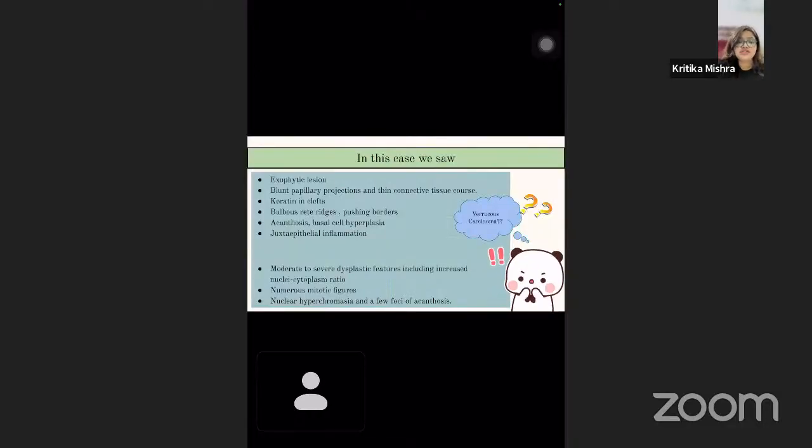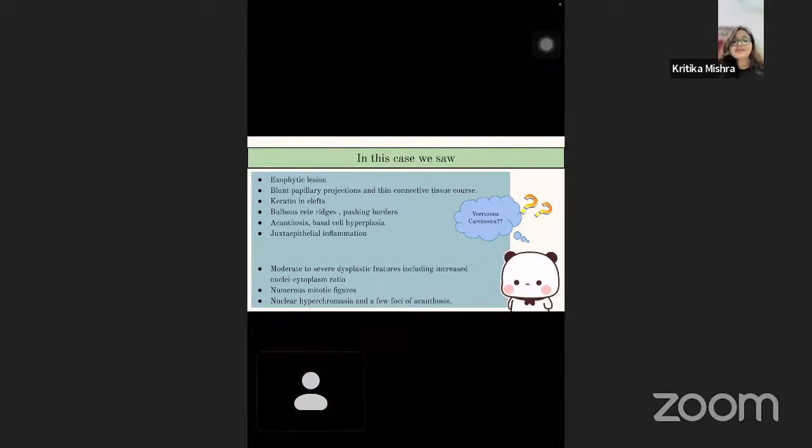An exophytic lesion with blunt papillary projections and thin connective tissue core, keratin in clefts, bulbous ridges, pushing borders, acanthosis, basal cell hyperplasia, juxtaepithelial inflammation. And along with that, we also see moderate to severe dysplastic features, including increased nuclear cytoplasmic ratio, numerous mitotic figures, and nuclear hyperchromasia, and a few foci of acanthosis.